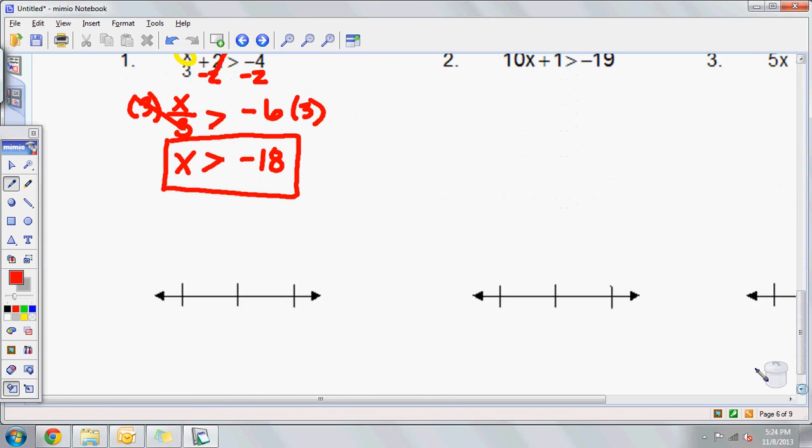So if you have to graph it, remember how we do that. We start with your 0 in the middle, a positive 18 on this side, and a negative 18 on this side. So our answer is negative 18. It's just greater than, so it's an open circle. And I'm going to shade everything that's bigger than that. So I'm going to go to this side. Then we go up.